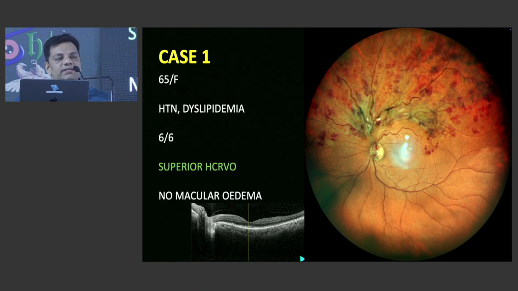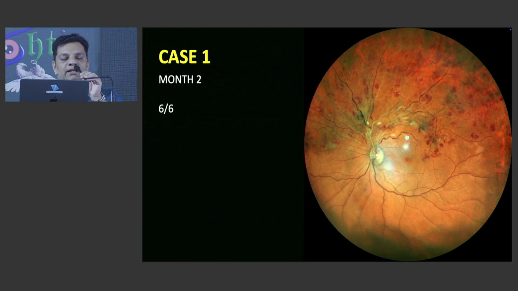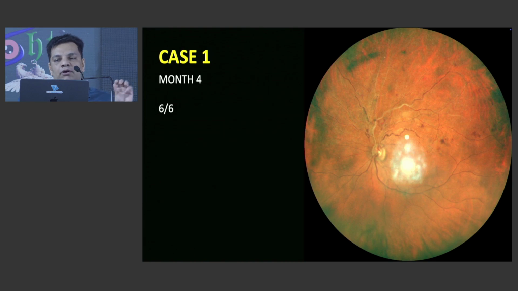This is case 1, a 65-year-old female with hypertension, dyslipidemia, 6/6 vision, superior hemivein occlusion. No macular edema here, vision is 6/6. She came to know after coming to us that she is also hypertensive, so we got all that evaluated. This is follow-up without treatment, after a month. This is month 2, vision is still 6/6. This is month 4, all the hemorrhages are slowly resolving, no anti-VEGF, no laser, vision is still 6/6.